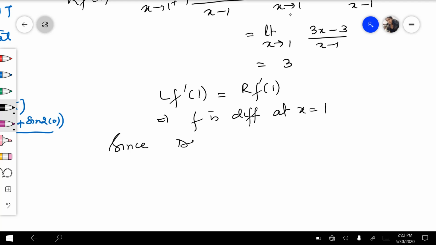Since differentiability implies continuity, that means a function which is differentiable is also continuous. This means f is continuous at x equals 1. The final conclusion हमारे पास क्या हो जाएगा?